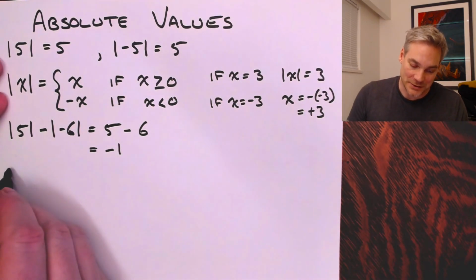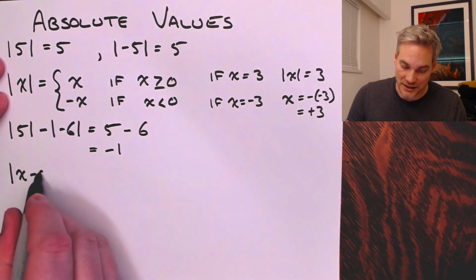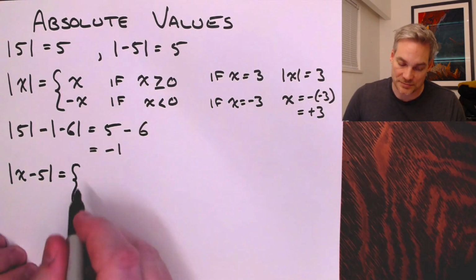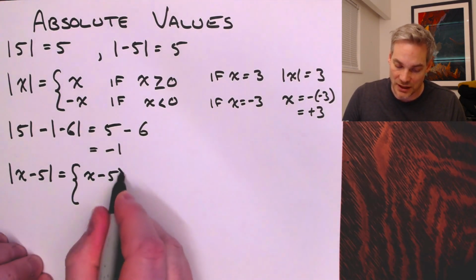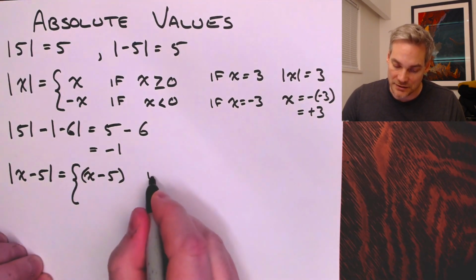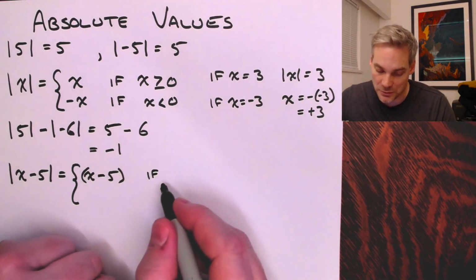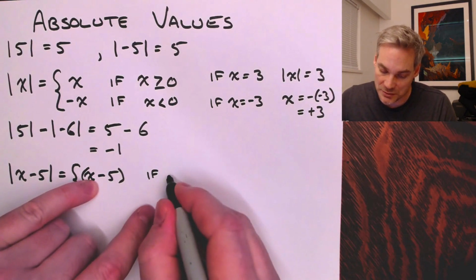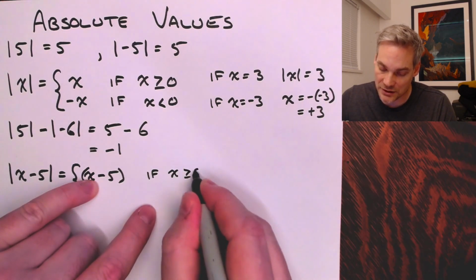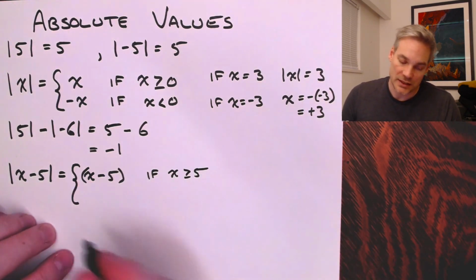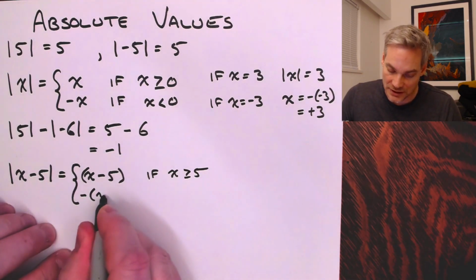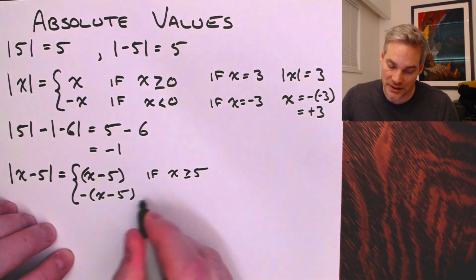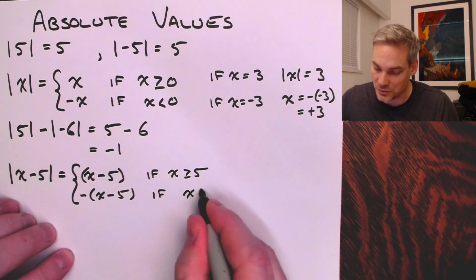Now let's try something else. Let's do this. We have the absolute value of x minus 5. And I can write that as a piecewise function again. So I have x minus 5 if, and now in this case, I want x minus 5 to be greater than 0. So this would be if x is greater than or equal to 5. Now I would have a negative version of this, which is the negative of x minus 5 if x was less than 5.